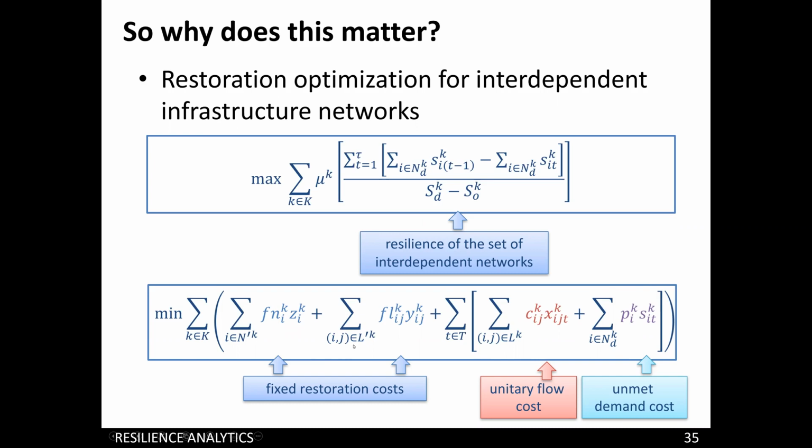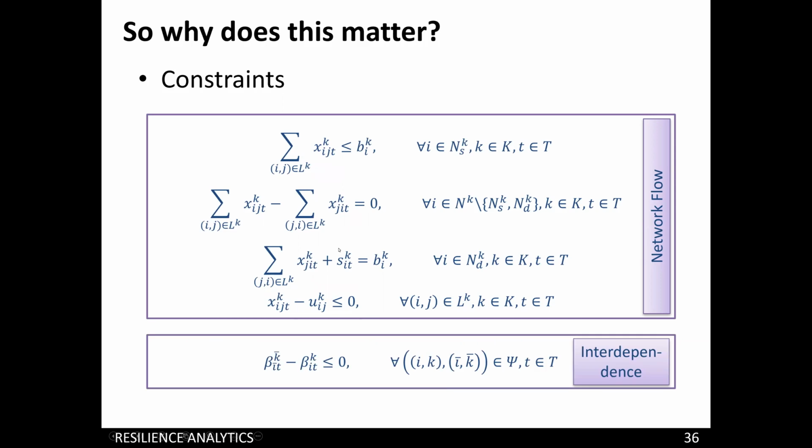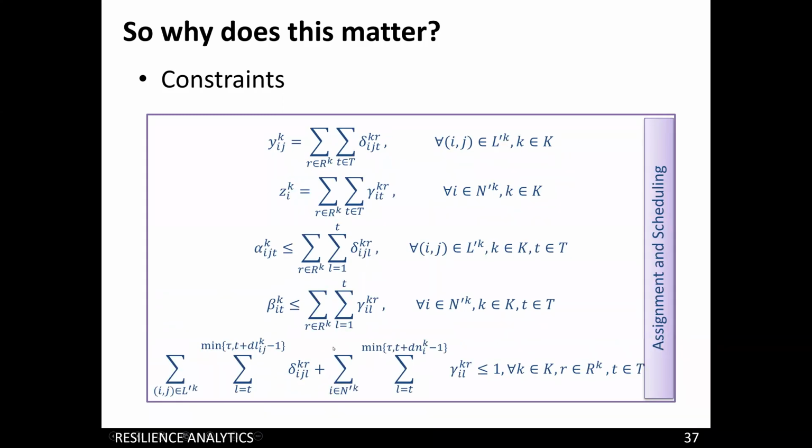Maximizing resilience comes at a cost here. So this max and this min compete with each other. We have a few constraints in this optimization problem. I'm not going to go into detail on these. You can check out the paper if you'd like, but these are some traditional network flow optimization constraints. Here are constraints describing the interdependency of different networks. Here are constraints on the assignment and scheduling of different work crews. Okay, so how are we going to assign them and schedule them to repair?